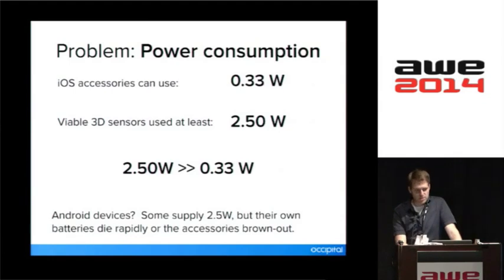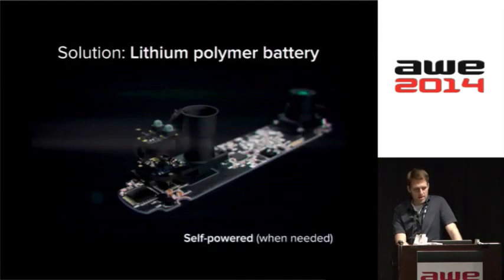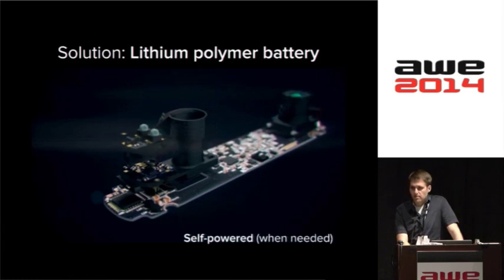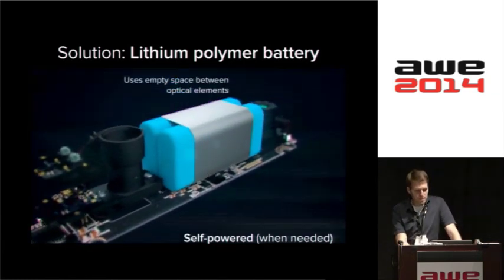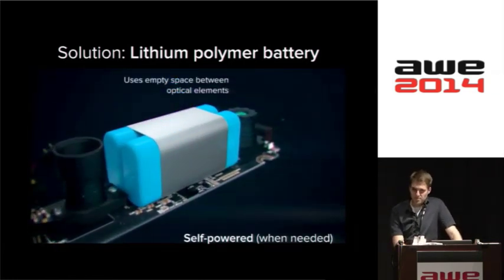Power consumption is another issue. If you ever try to build hardware for iOS as an accessory developer, you'll find out you can use about 0.3 watts, and that's about it. Sensors that were out on the market at the time used about 2.5 watts, so many people concluded you can't build a 3D sensor accessory at this point in time. We found a way to solve that by adding an integrated lithium polymer battery into the device. Since we have a 3D sensor with a certain disparity between a projector and a camera, we actually put the battery there. So this doesn't require any power from the iPad.